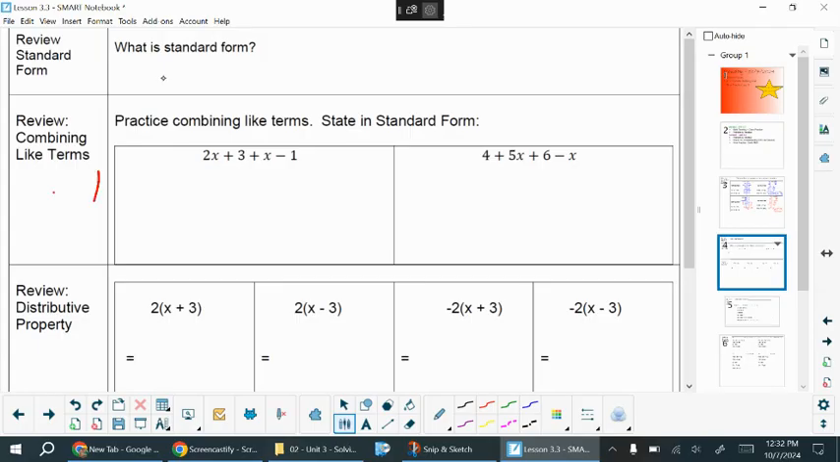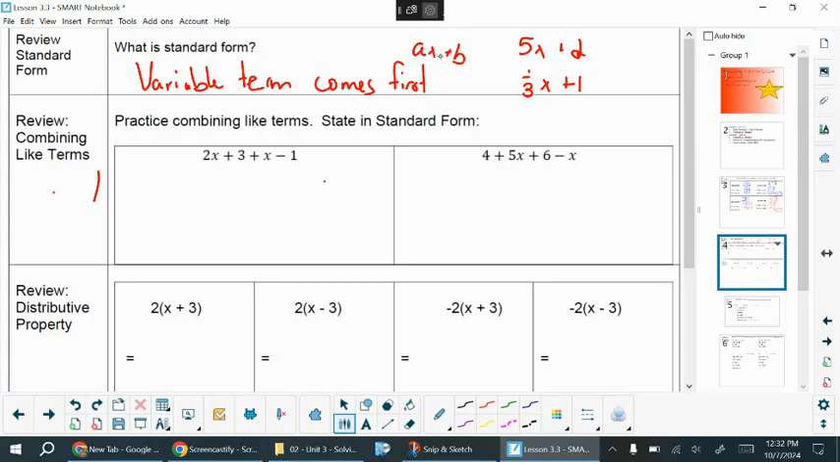So when we talk about standard form, the big thing we remember here is that the variable term comes first. And so we could have something like 5x plus 2 or 1/3 x plus 1. In general, we would just write it as ax plus b, something times x plus or minus a number. So that's what our goal is when we're simplifying expressions.